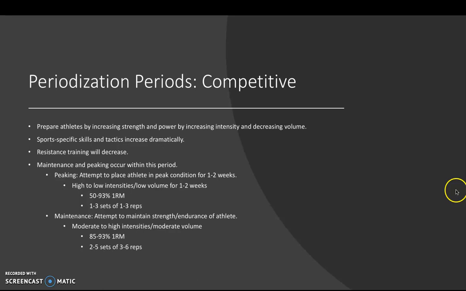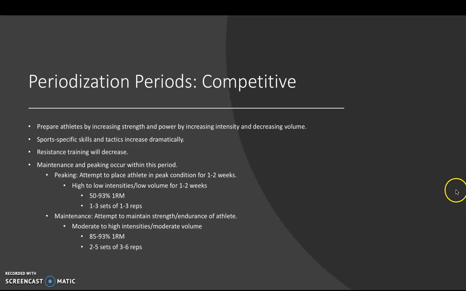During this time, we want to see 2 different things happen: maintenance as well as peaking during this period. Peaking is an attempt to place an athlete in peak condition for 1 to 2 weeks. So varying upon the sport, maybe it's going to be an in-season rival we want to peak at. Maybe it's going to be when we get to the playoffs we're going to want to peak at. It might be several times, might be just one time.